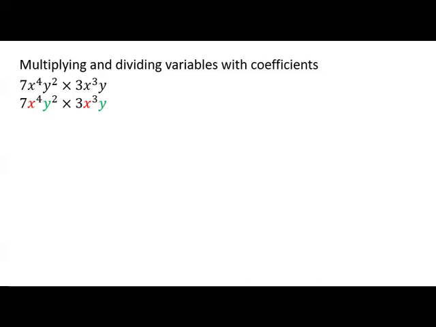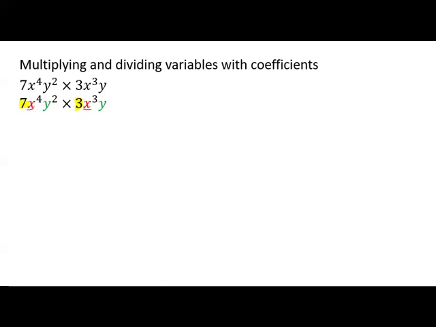What is 7 times 3? 7 times 3 will give you 21. And the rest, which is x times x, because we're multiplying the same variable, you will just add the exponents. So x times x, you write it as x, and then you add the exponents, which will be 4 plus 3.